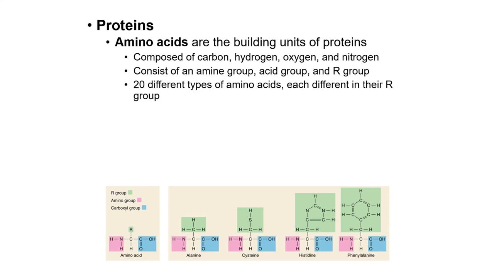You've all heard the terms like, the cereal contains 7 essential amino acids or whatever. We need amino acids. We don't make them all, so we need to take some of them in a healthy diet. And they differ literally depending on that R group, which is what you see in the green.